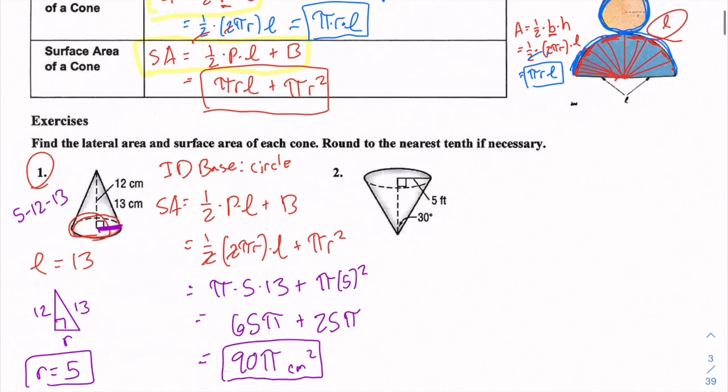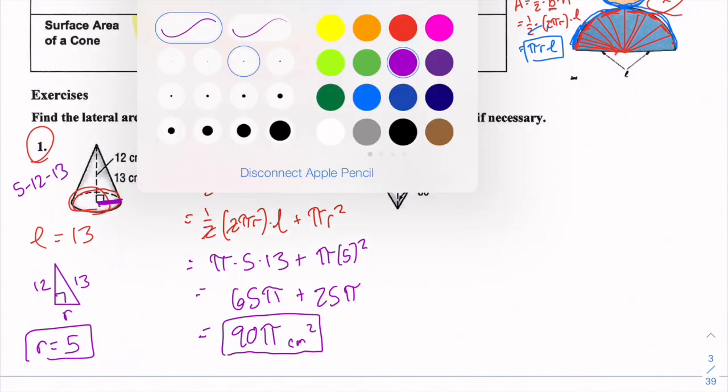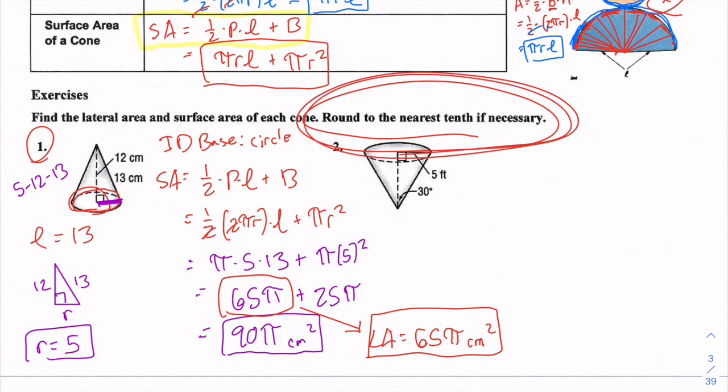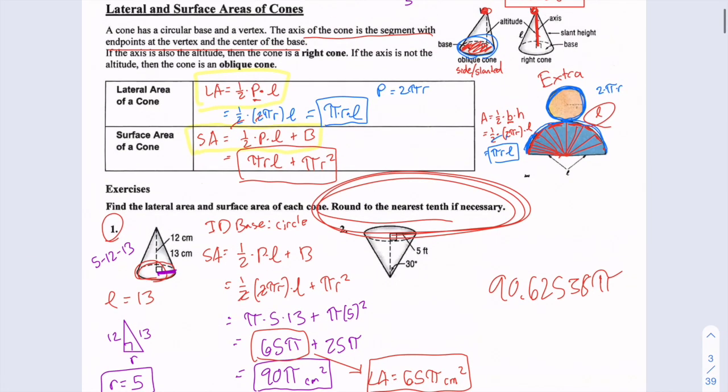Oh, I actually forgot to solve for the lateral area. But as you know, lateral area is just part of the surface area. So lateral area, 65 pi centimeters squared. Okay, and I know this is round to nearest tenths, but we did talk about that before. If you get a clean number, like 90 pi, just leave it here. No need to round it. Obviously if you get like 90.62538 pi, then yes, just multiply it out. But if you get a clean number, just leave it like that. Okay, and on your test, it'll be more specific as well.